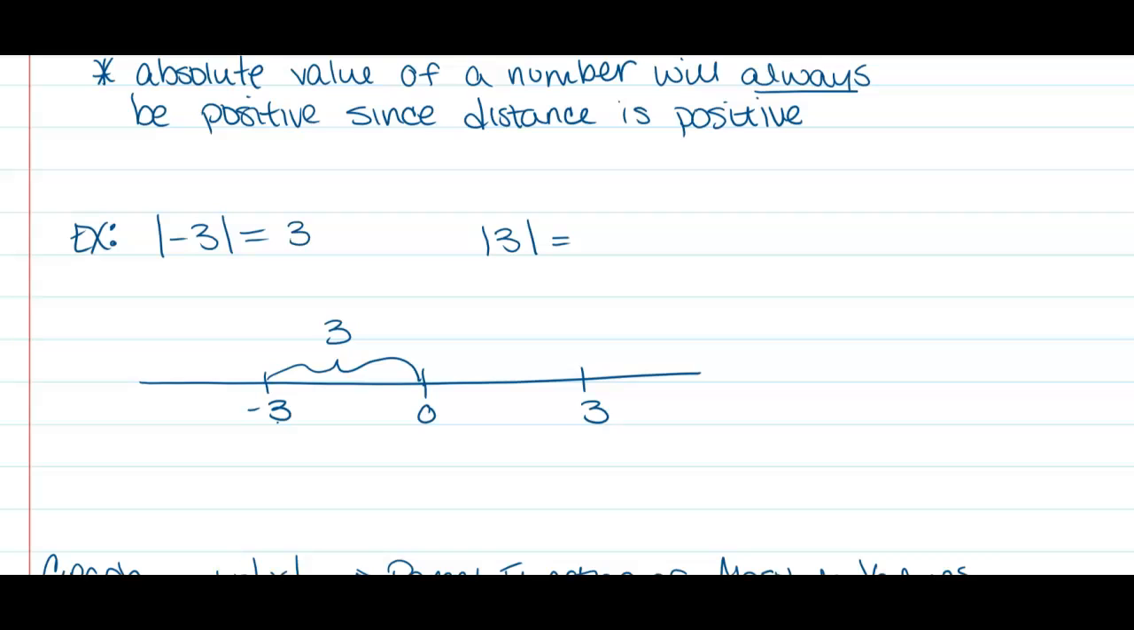Now the same thing with +3. +3, the distance from 0 is also 3. So notice how no matter what sign the 3 has, the distance will always be our +3.